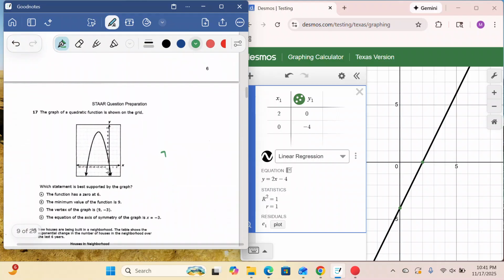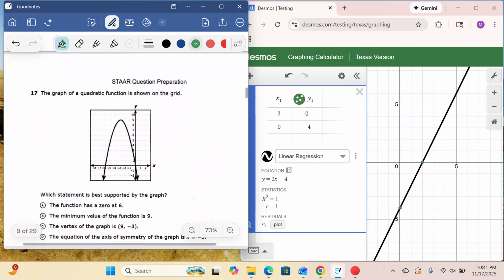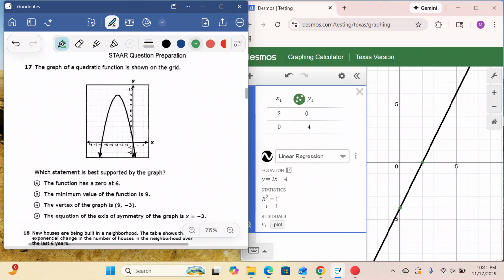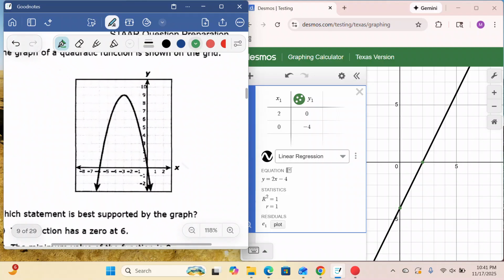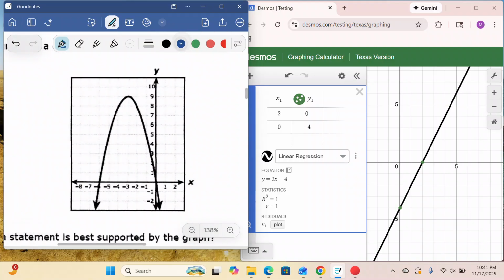The next one we're dealing with is a graph of a quadratic. So we're going to look at this graph and you're going to tell me which one is correct. So the graph of the quadratic function is shown there. Which statement is best supported? That means which statement is true. So once again, which statement is true? So we're going to look at this, and this is a maximum. We have a maximum, and of course, we've got to find our vertex.